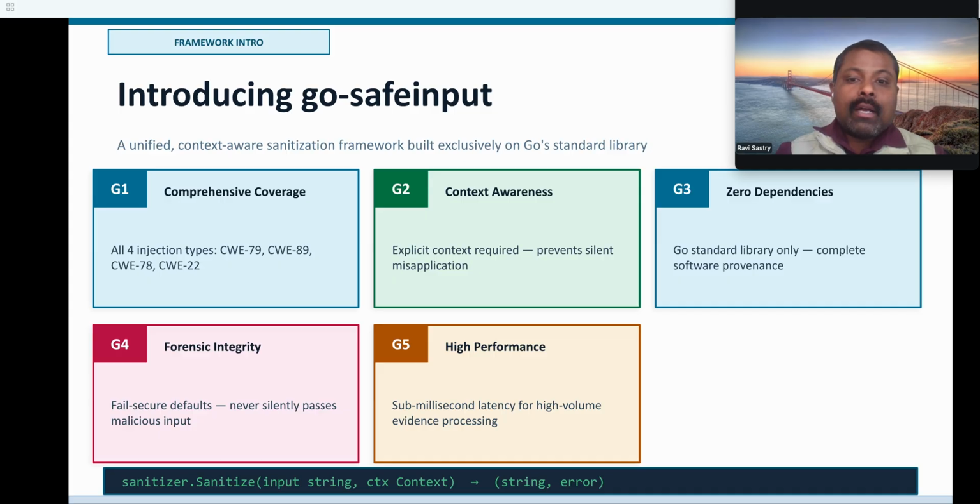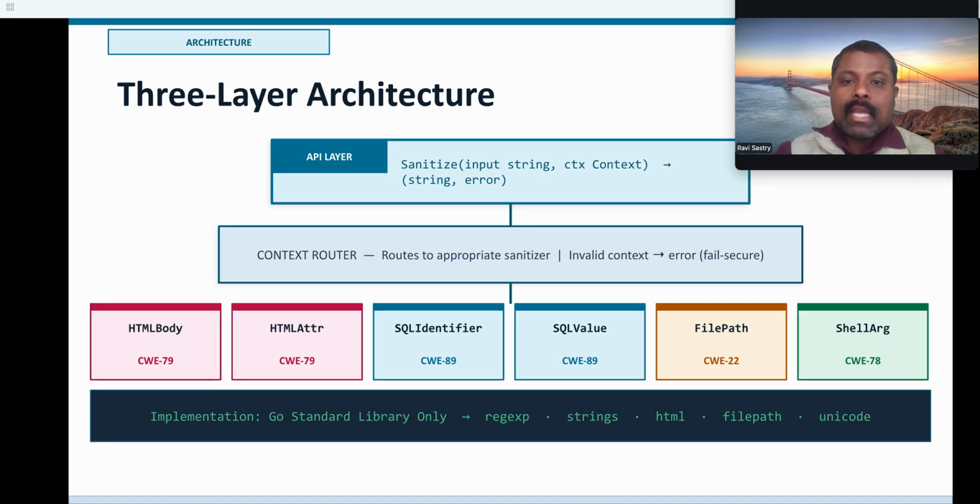Our goal five is about performance. Because if you notice, these forensics labs process evidence at volume, so we need sub-millisecond overhead that wouldn't become a bottleneck. So yeah, let me walk you through the three layers of this architecture.